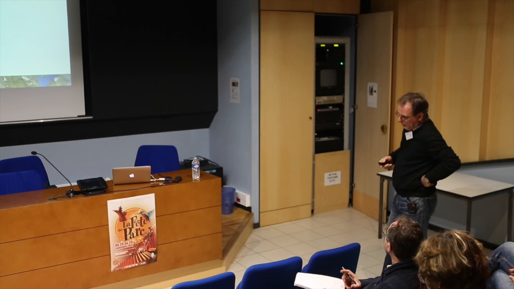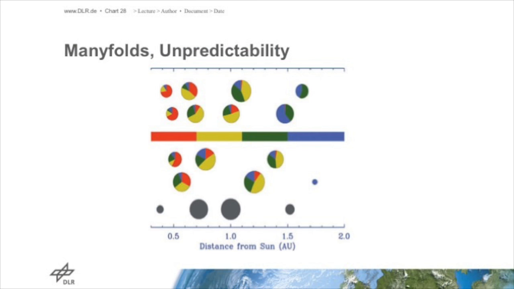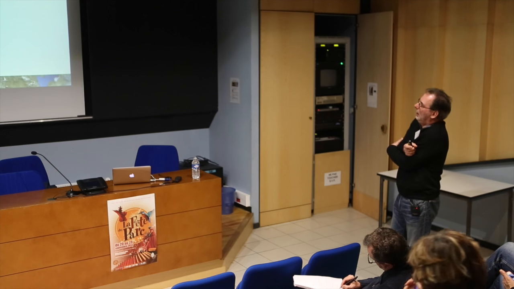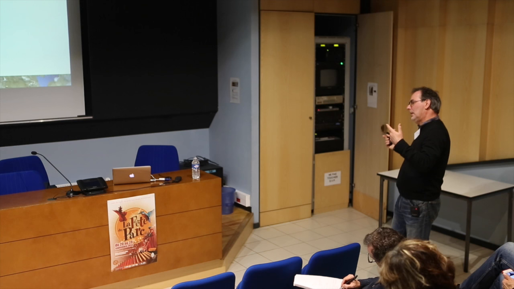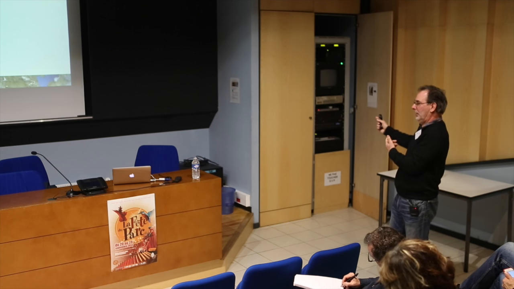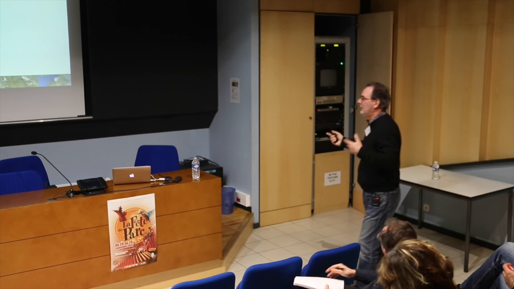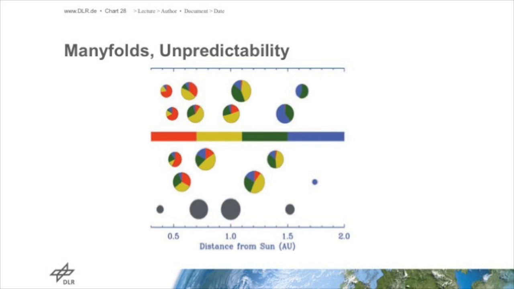And one famous result of that was done by the Nice model. If you look at the classical Nice model, Uranus and Neptune change positions during the evolution. So Neptune was closer in and Uranus was further out, and then they changed positions. So that is entirely possible in these models, and therefore you get manifolds of various solutions from them.